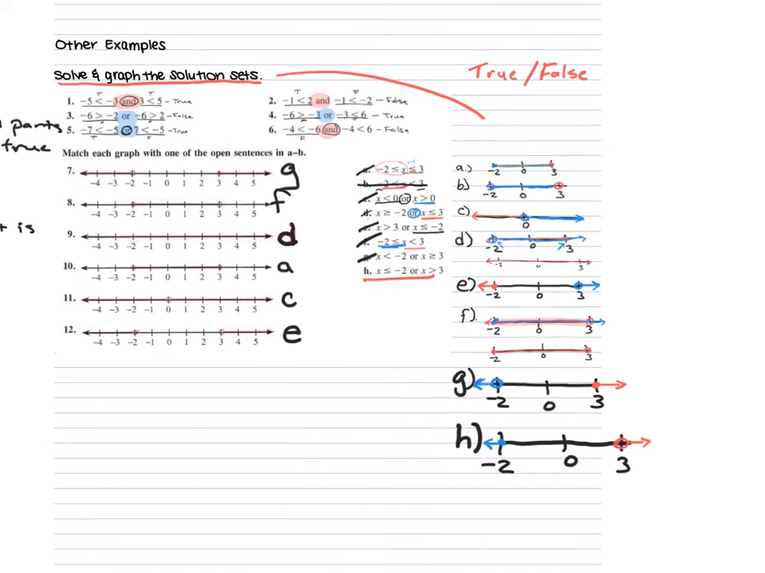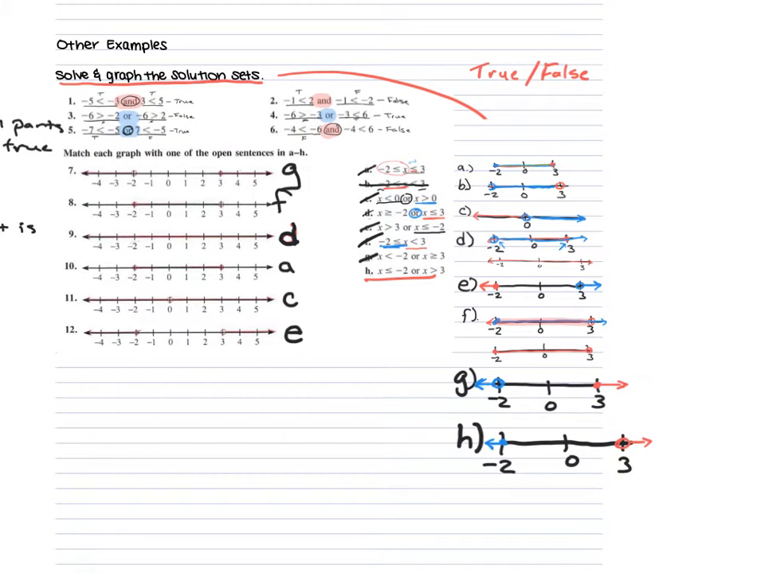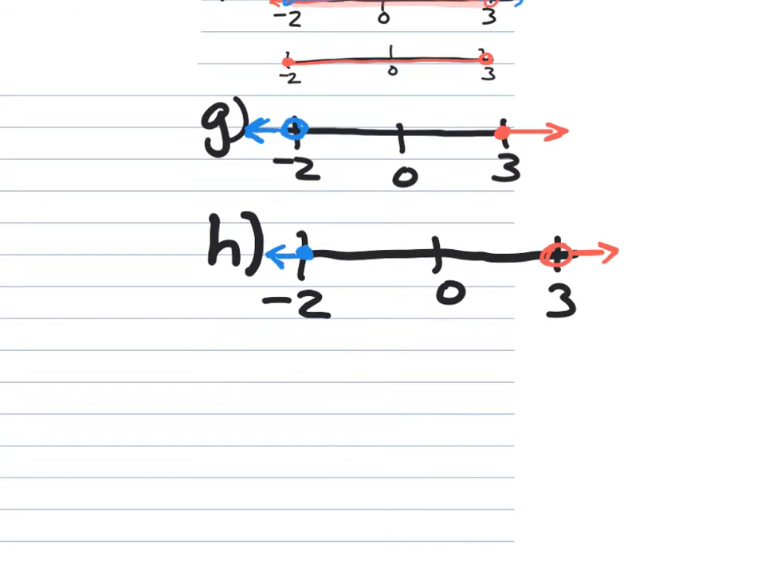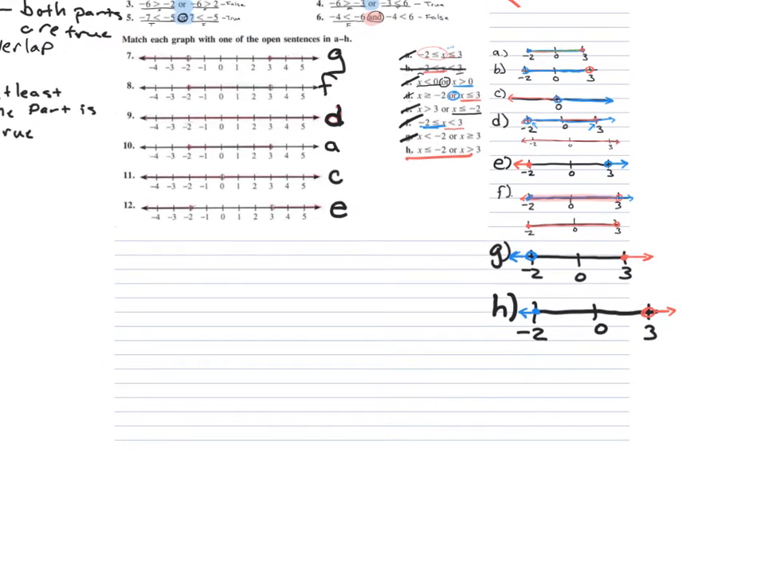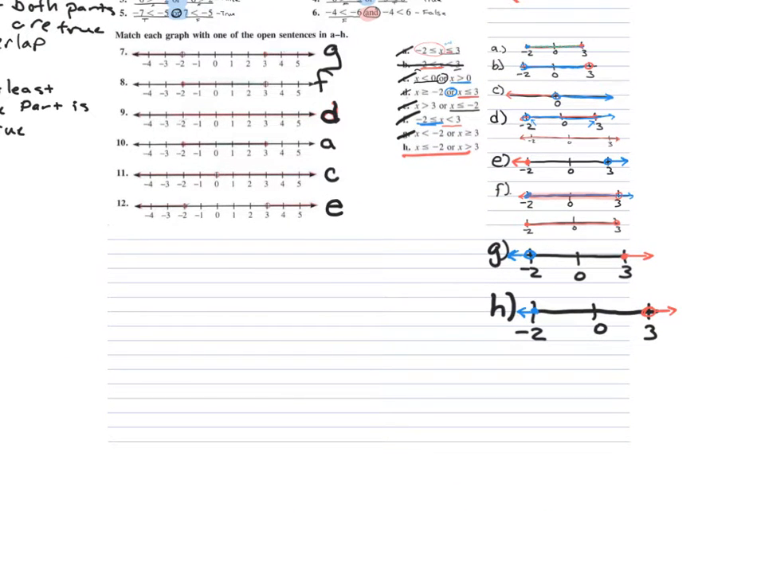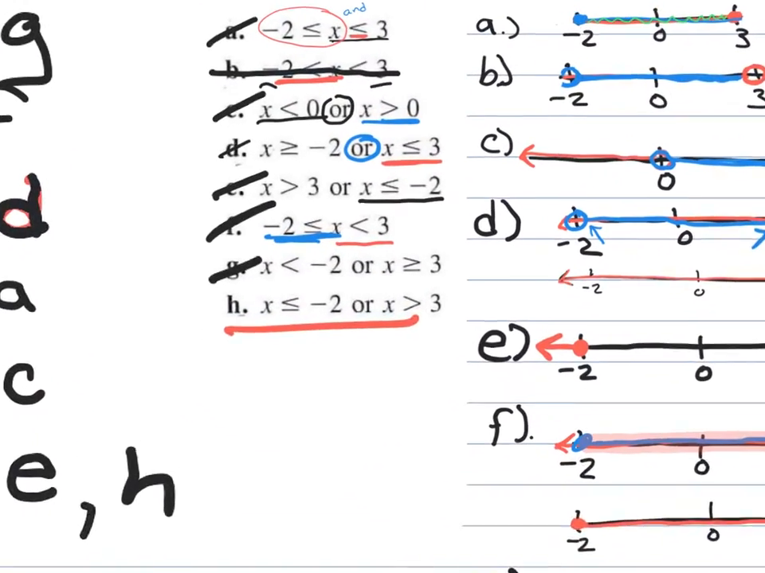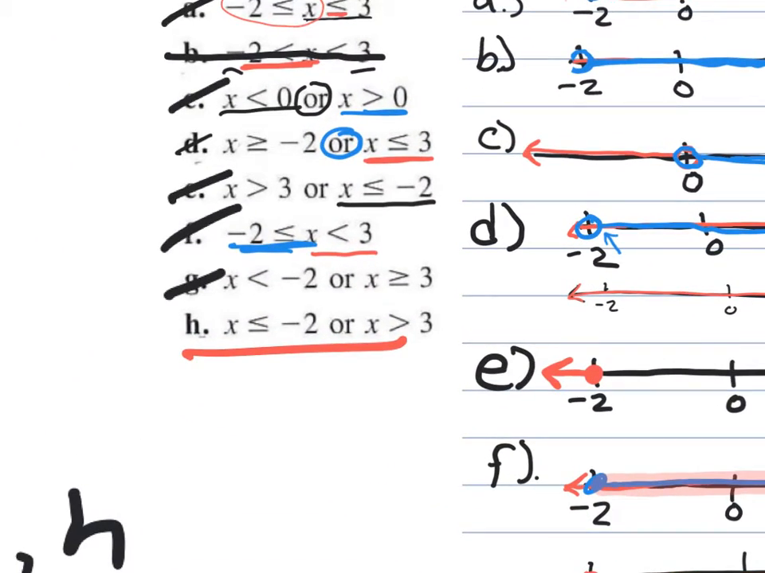Do I have one that looks like this? Do I have any graphs that look like that? Yeah, it is 12 as well. So how is it possible that E and H are both the answers? If you look at E and H, here's what's interesting. E has x is greater than 3, so does this one. E has x is less than or equal to negative 2, so does this one. They just reverse the two.